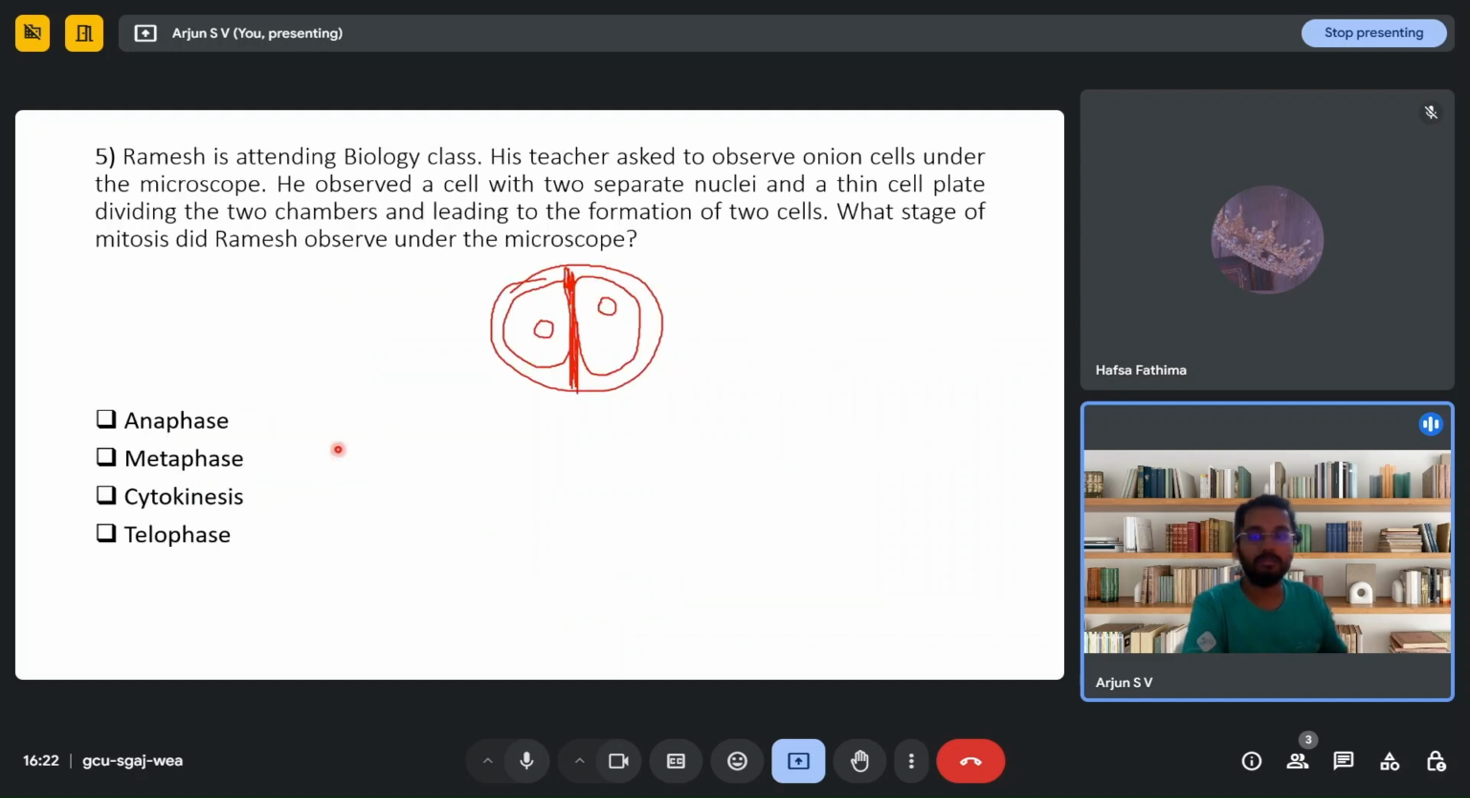Next question. Ramesh is attending a biology class. His teacher asks him to observe onion cells under the microscope. He observed a cell with two separate nuclei and a thin cell plate dividing the two chambers and leading to the formation of two cells. What stage of mitosis did Ramesh observe under the microscope? So we can clearly see from the diagram it's cytokinesis. I was already giving an explanation about cytokinesis. So when the cell is almost about to divide, cytokinesis happens. So it just bifurcates and finally it forms into two different cells.